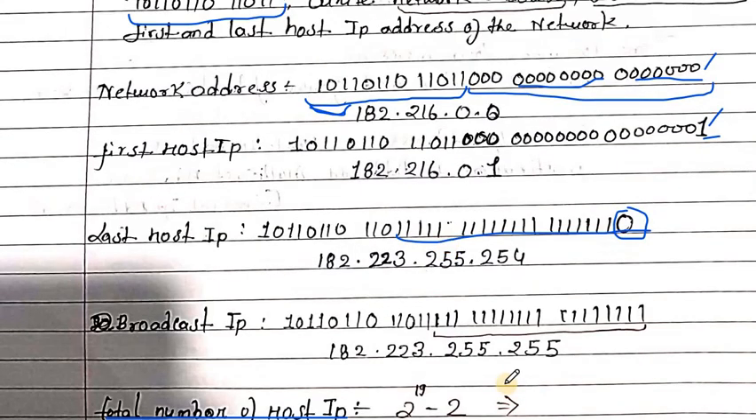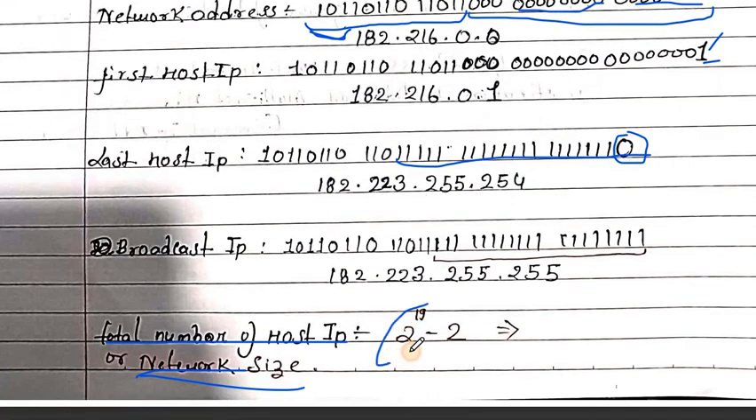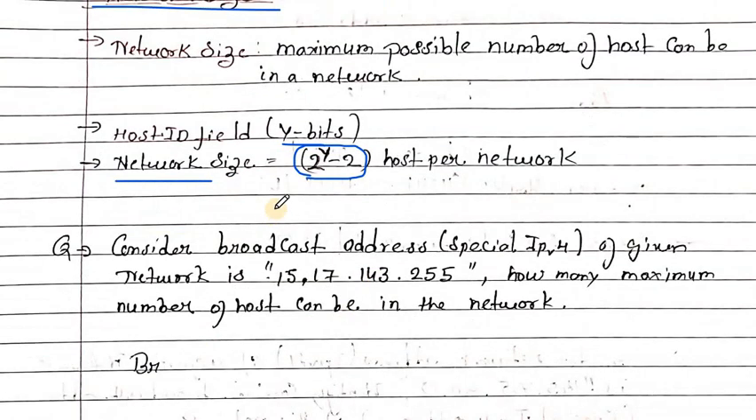So total, with the help of 19 bits, we can create 2 to the power 19 hosts. But because all 0s and all 1s are special IP addresses and can't be used as a host IP address, we subtract 2. So the total host IPs are 2 to the power 19 minus 2. Same thing here: 2 to the power y minus 2.